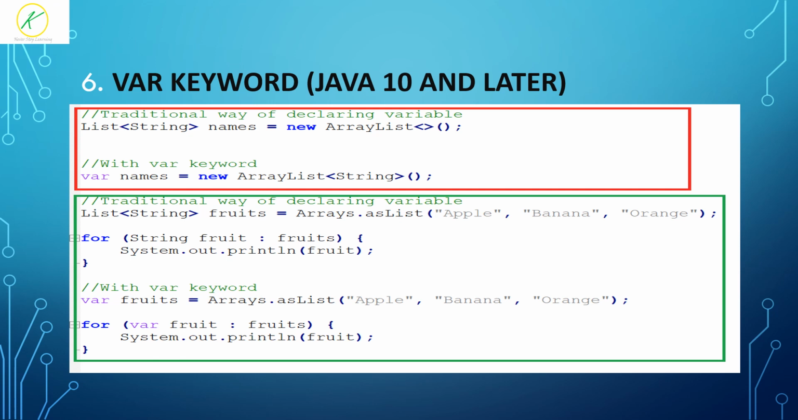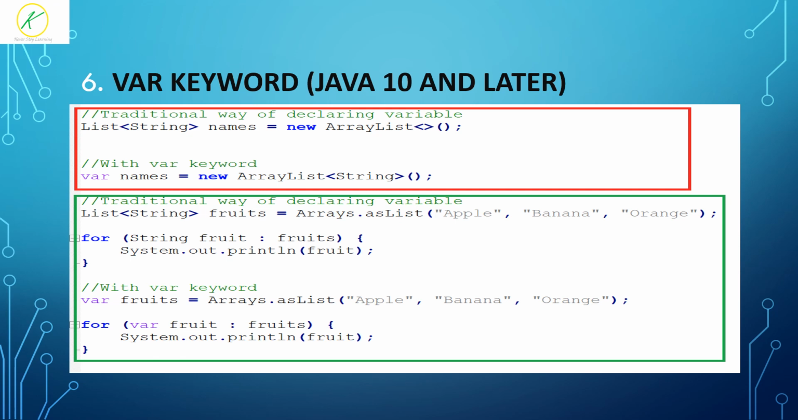But now, the var keyword is employed to declare a variable named names. The type is inferred by the compiler based on the assigned value, new ArrayList<String>. Similarly, the var keyword is used to declare a variable named fruits. Again, the type is inferred from the assigned value, Arrays.asList(apple, banana, orange). The enhanced for loop also uses var to iterate through the list.